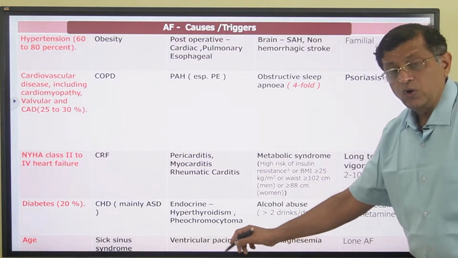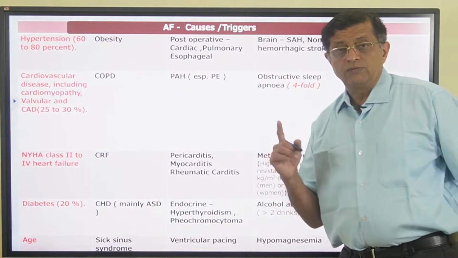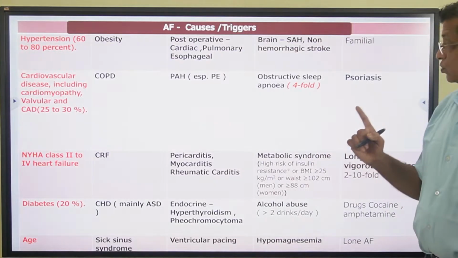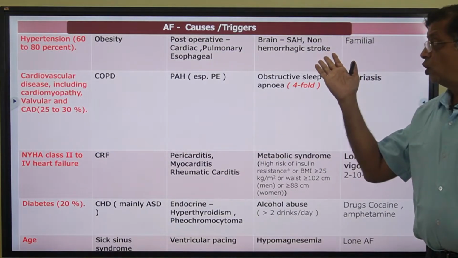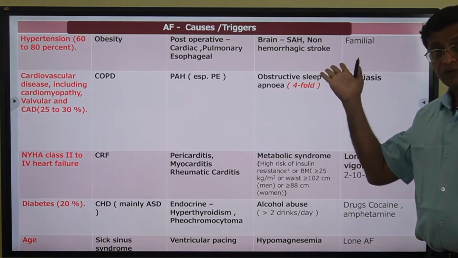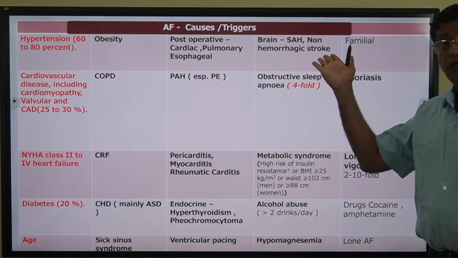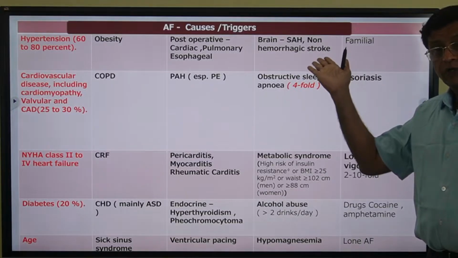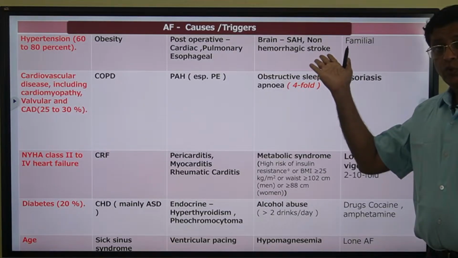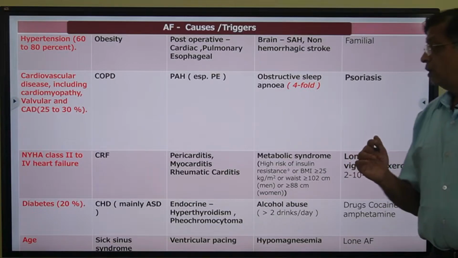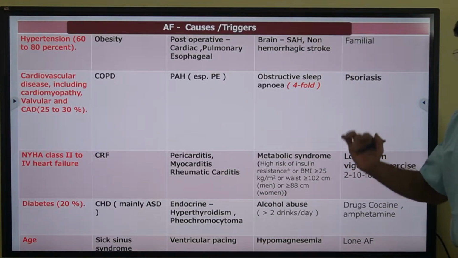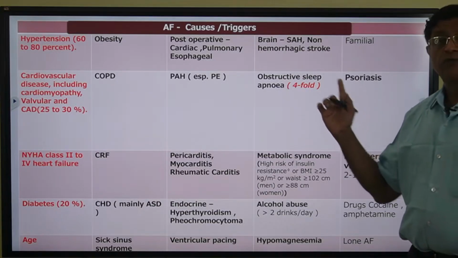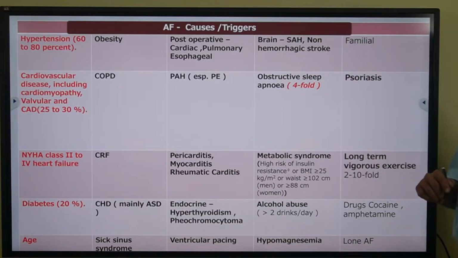Ventricular pacing or any external device in the atria will increase the risk of atrial fibrillation. Brain problems, subarachnoid hemorrhage or hemorrhagic stroke, increase the risk. That's why hemorrhagic stroke is incorporated in the CHA2DS2-VASc score. Importantly, obstructive sleep apnea increases the chance of developing atrial fibrillation by 4 times, fourfold.